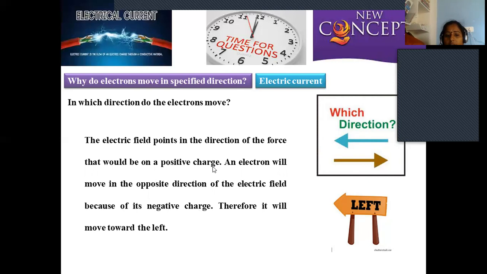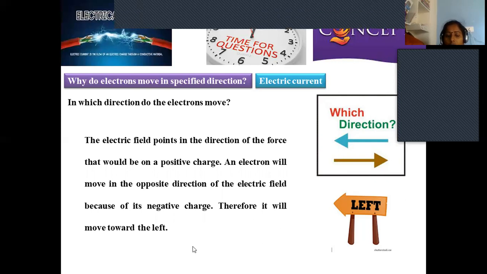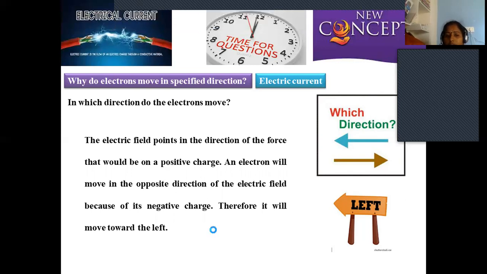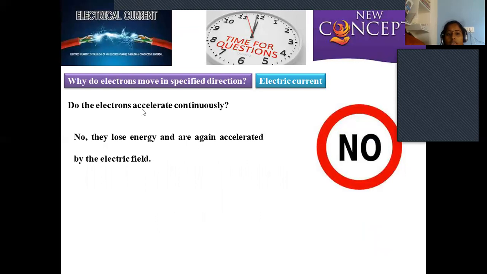Flow of electrons is always towards the positive end. So here, the electron will move in the opposite direction of the electric field because of its negative charge. Therefore, these electrons are always moving towards the left-hand side. Being negatively charged, electrons always move towards the positive end.